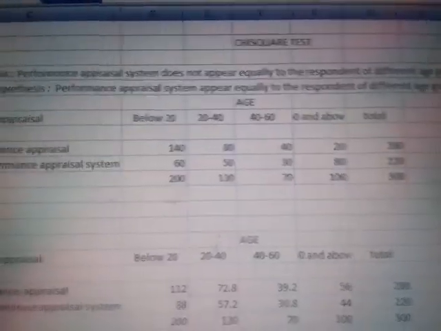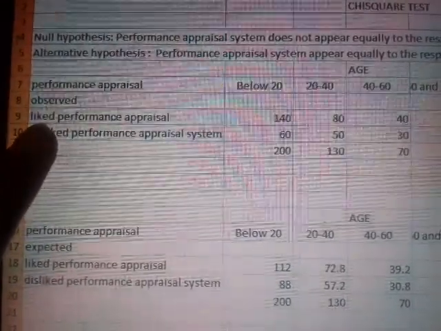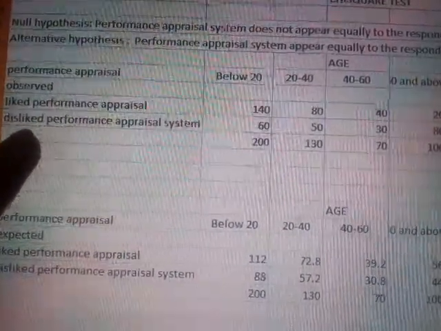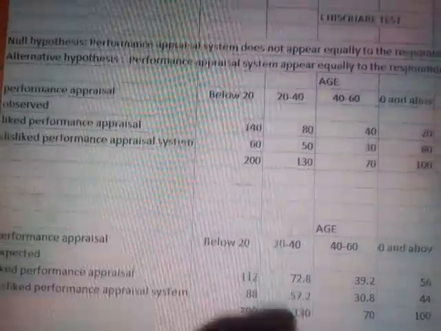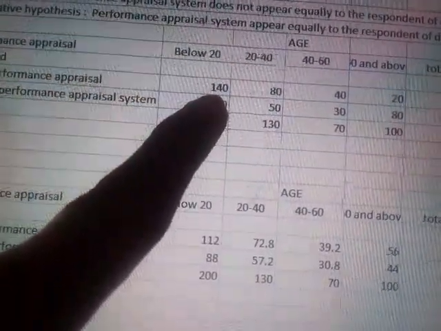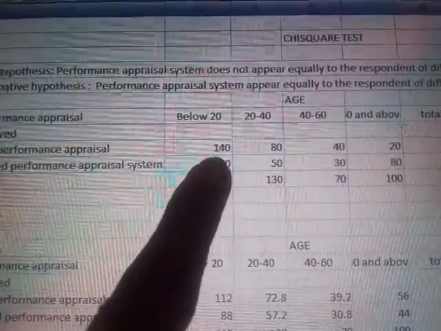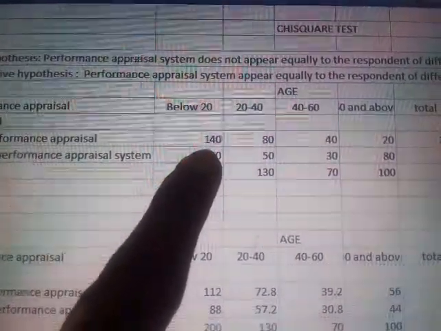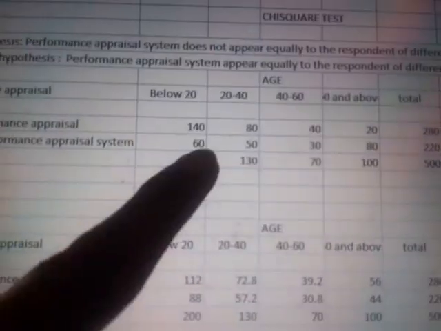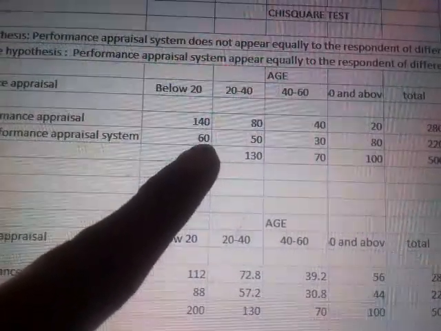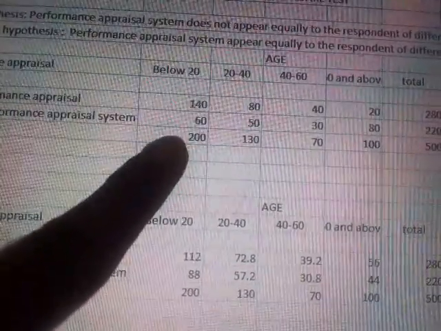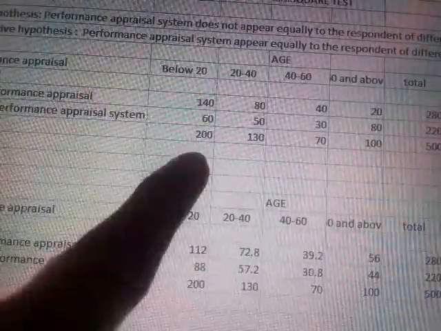I have given two variables. One is the respondents who liked the performance appraisal system, and the others have disliked the system. So this is the data. Here it is below 20 years. In the below 20 age group, 140 liked the performance appraisal system and 60 respondents disliked it. So the total number of respondents below 20 is 200. Like that I have given this data.